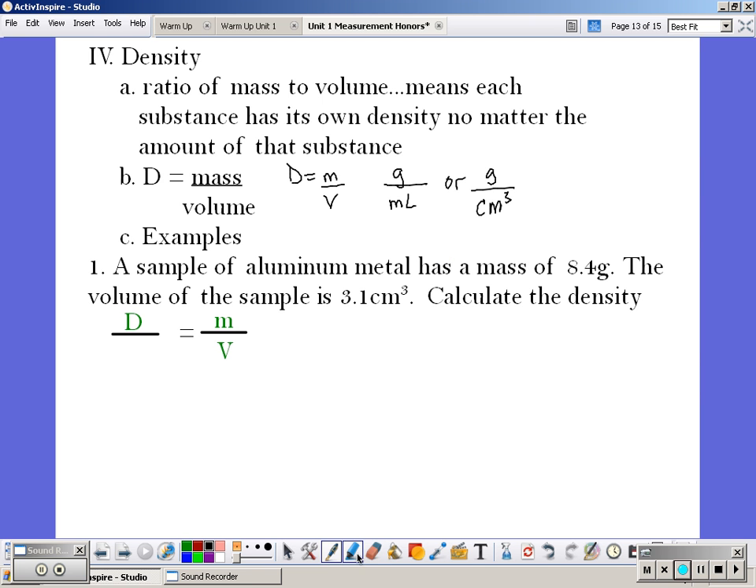Alright, so if we look at our first problem, we have a sample of aluminum metal with a mass of 8.4 grams. So I know that this is my mass, or M. The volume of the sample is 3.1 centimeters cubed. So I know that this is my volume, centimeters cubed being a unit for volume. And it's asking me to calculate the density. So D for density is going to be my X because that's what I'm looking for. So I'm going to plug it into my formula. X equals my mass over my volume.